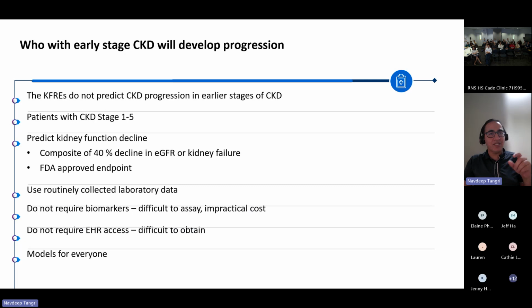We call them the KClinRisk model, K for kidney, ClinRisk for clinical risk prediction. These models predict the composite of 40% decline in GFR or kidney failure. Sticking to our theme, sticking to our strength, we wanted to build using routinely collected lab data. So these models are based on a CBC, a metabolic panel, and a urine ACR. No biomarkers, no EHR access, accessible through the lab, really models for everyone.